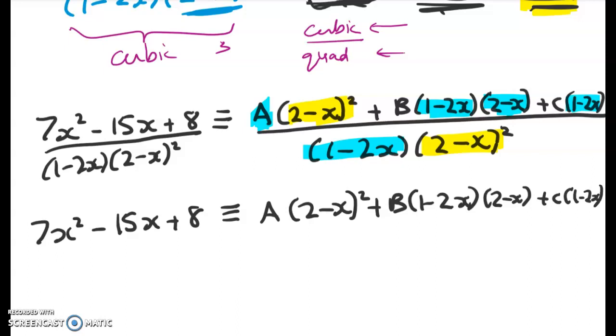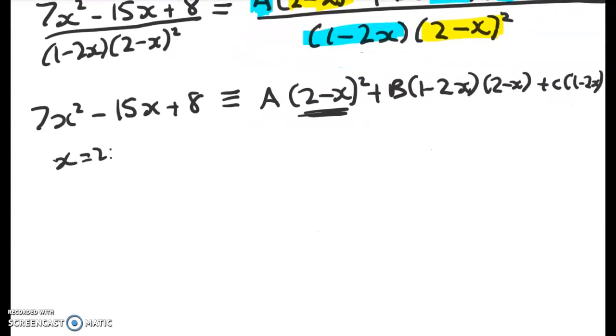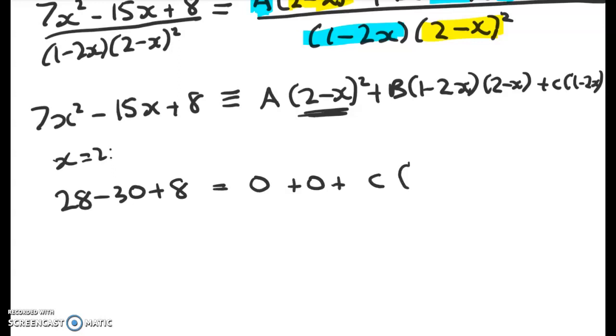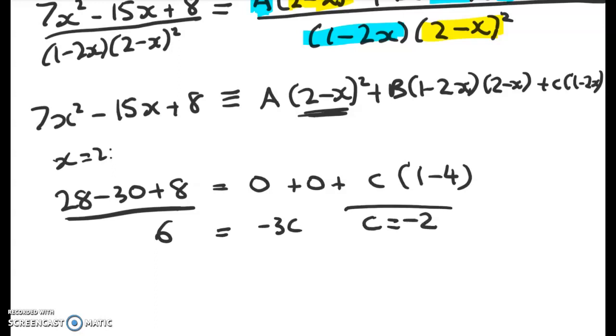Now we're going to substitute a value that will make these factors 0. I'm going to use this one here. So when x equals 2, what have we got? Well, we've got 28 minus 30 plus 8 is equal to 0 plus 0 plus c times (1 minus 4). Over here, this gives me negative 2 plus 8, so 6 is equal to negative 3c. c is equal to negative 2.